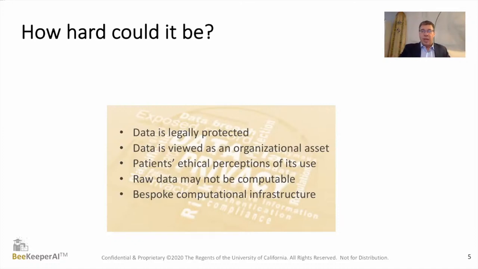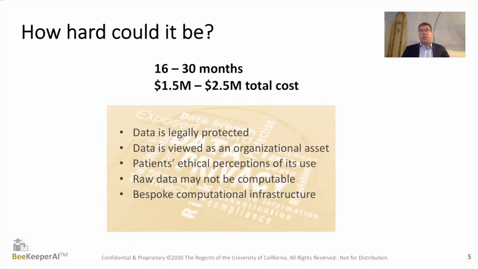So how does this play out in the real world of building AI algorithms? These projects, just the validation of an algorithm, can take 16 to 30 months. And we're seeing these projects take $1.5 to $2.5 million, again, just to validate the algorithm. This isn't even additional optimization or training. So this is an expensive challenge.